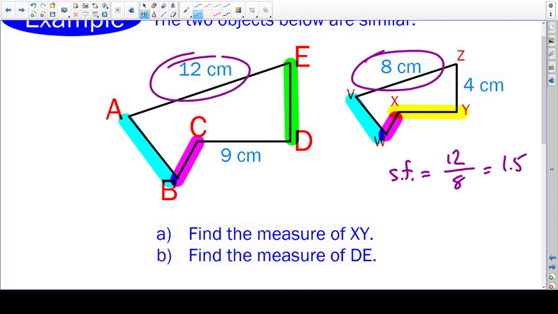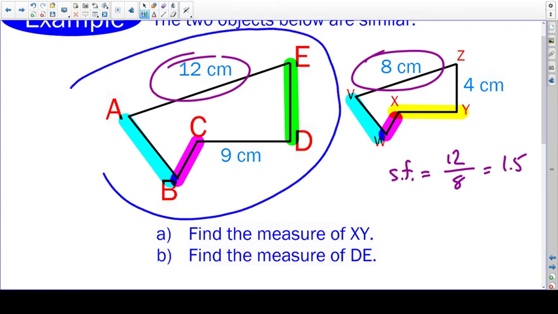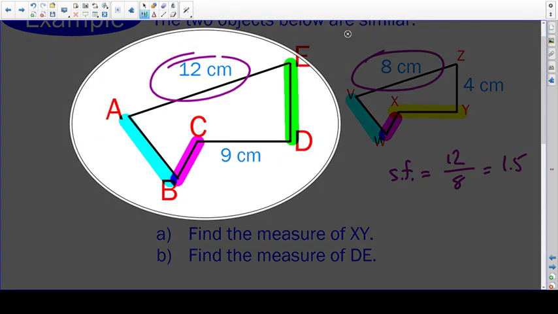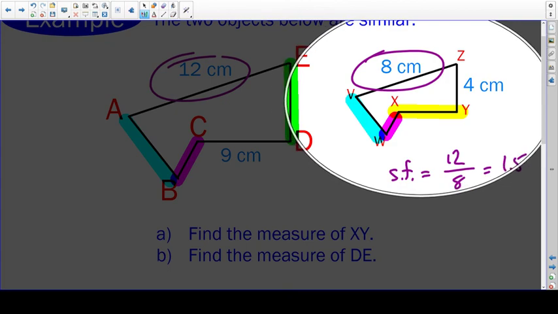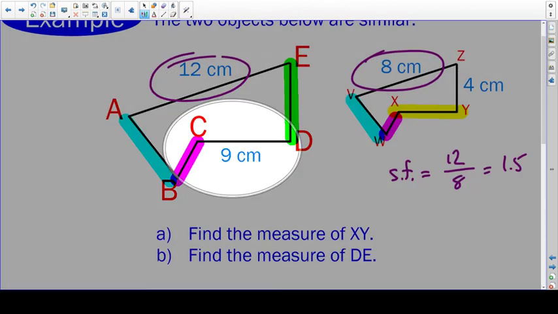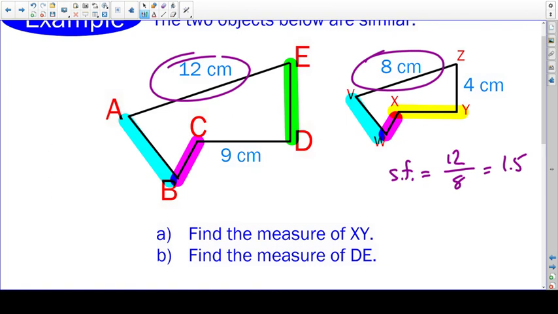That's our scale factor. So what does that mean? That means that everything, let me get my magic pen out here. Everything in this object, every side is exactly 1.5 times bigger than what we see in that object. Okay, so that'll help us figure out the unknown size.